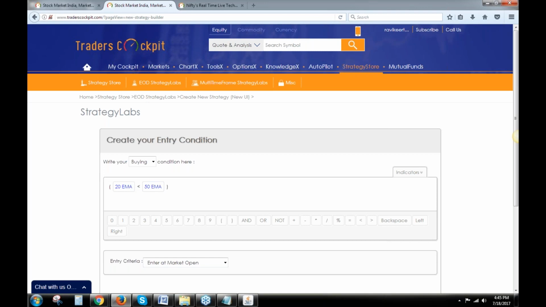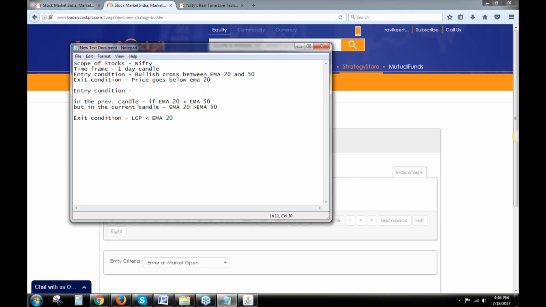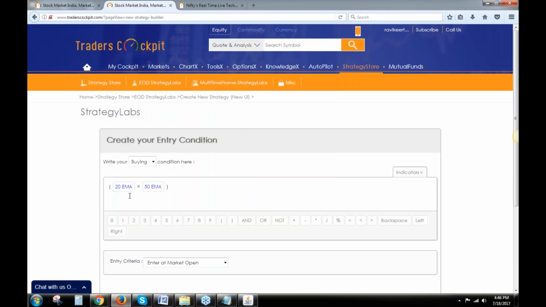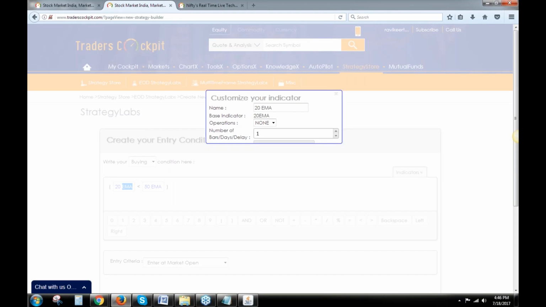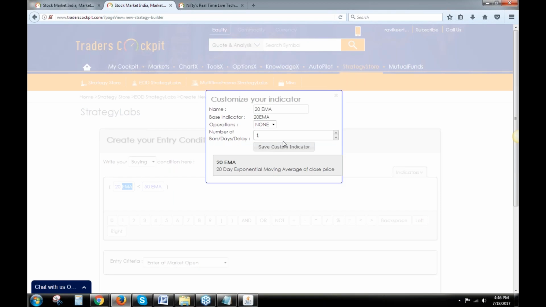But the condition which I had was that these 20 and 50 EMA values should be for the previous candle. They should not be for the current candle. So how do I declare the last candle values here? For that purpose, as soon as you declare any indicator, just double click on the indicator name, and it will pop up a small window wherein you can rename the indicator value. For example, I want to take the value of the previous candle EMA, so just name it previous candle 20 EMA.